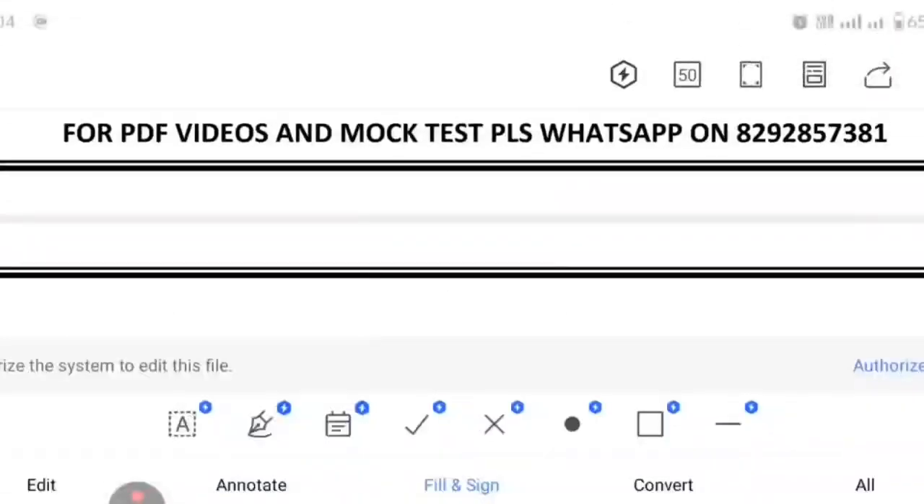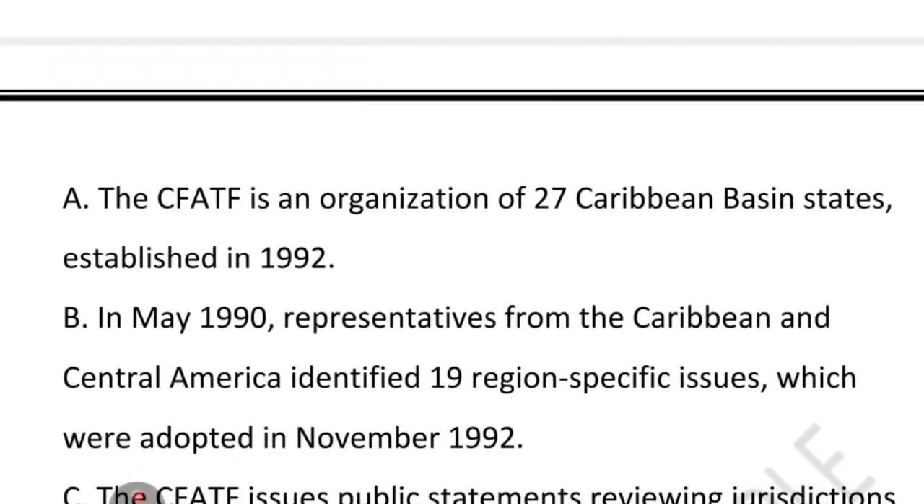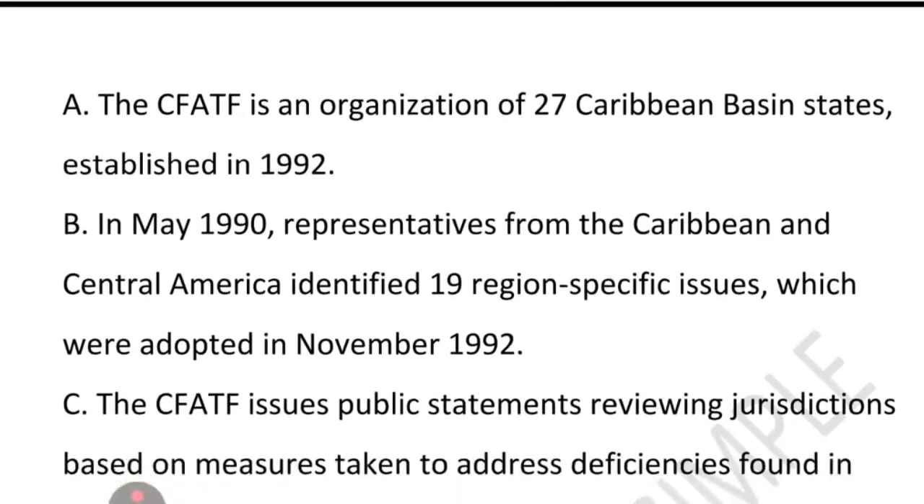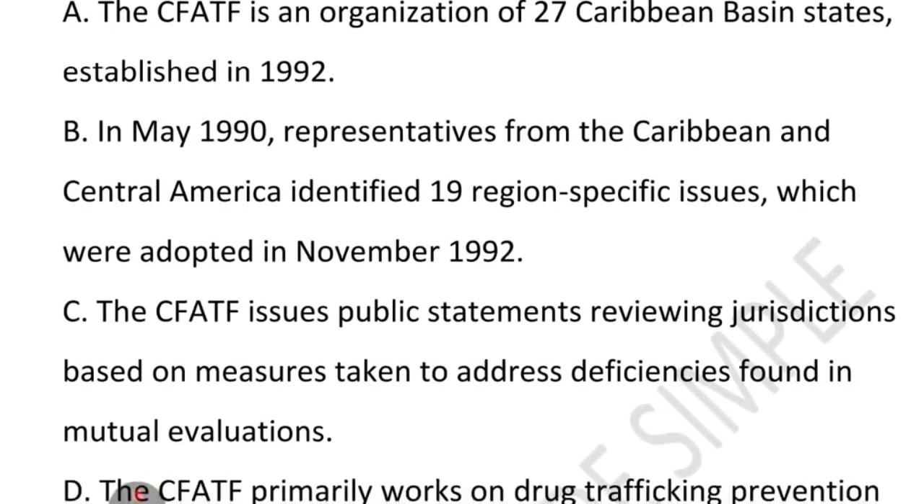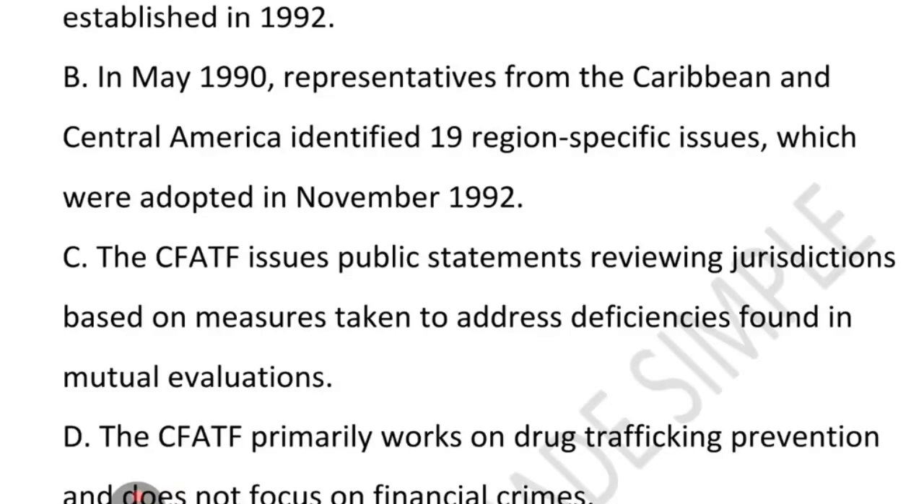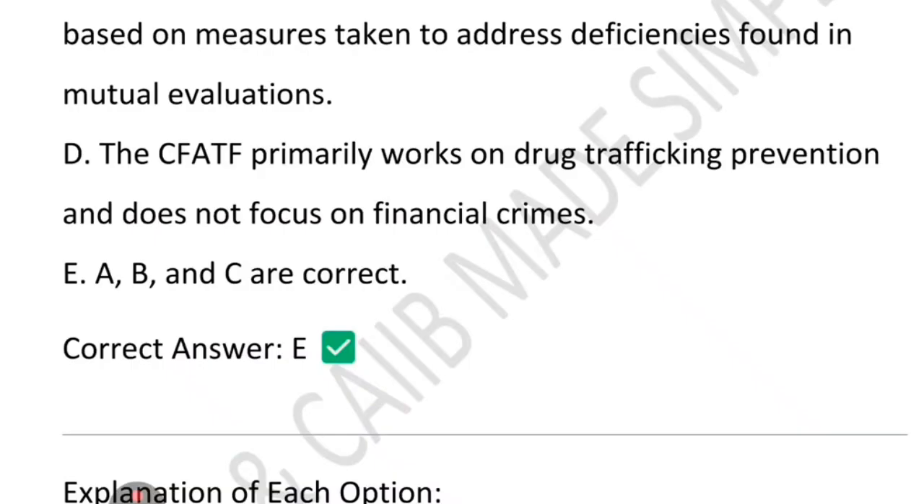So let's summarize what we get to know from this particular question. I told you that CFATF is a combination of 27 Caribbean nations fighting financial crime. That is option A. It was founded in the year 1992 based on 19 regional issues. Option C says publicly rate countries. Yes, it publicly rates countries on anti-money laundering progress. That is option C. Option D, not just drugs. It covers all types of financial crime. Right. So the correct answer is option E. A, B and C are all correct.